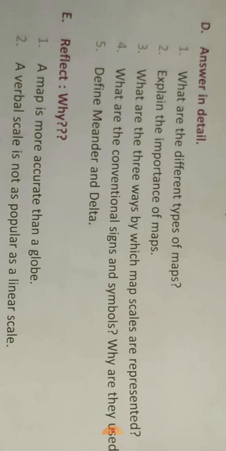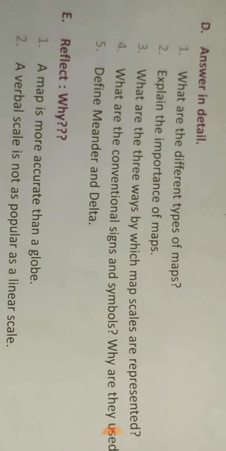What are the 3 ways by which map scales are represented? The map scales are represented in 3 ways. Number 1, verbal statement method. It is a quick and easy method to measure the distance on a map, and it does not give any accurate measurement. The units are usually mentioned in this type of scale.